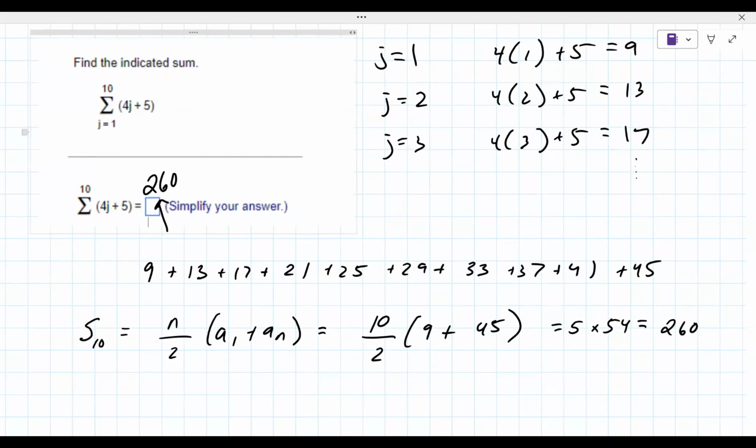Wait, why did you put 45 for AN? That's the last term. Okay. The 10th term should be the 10th term. So it's really the first plus the last, times the number of terms divided by 2. And that'll be more useful in the next questions, because it gets to a point where you can't actually write out all the terms. You have to just figure out the first and the last.